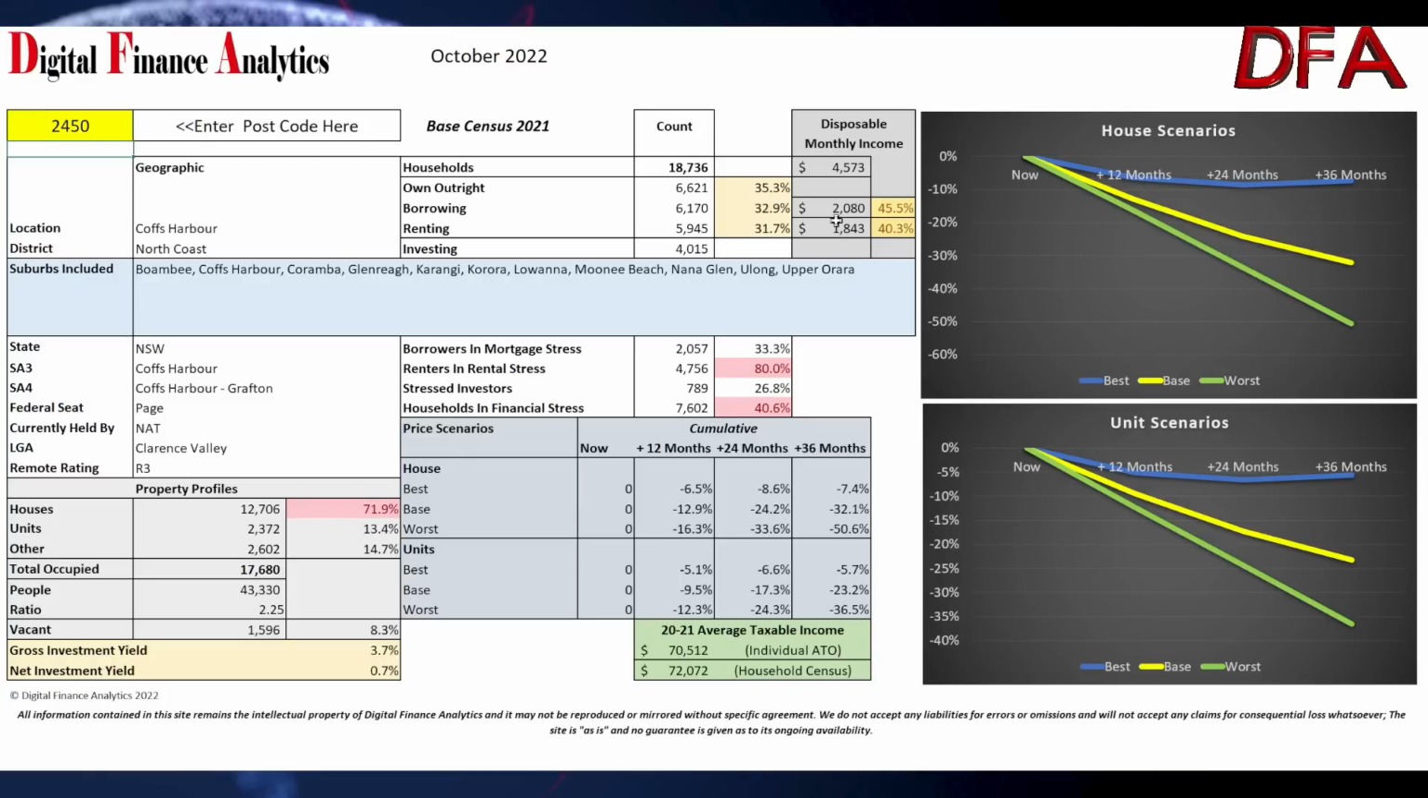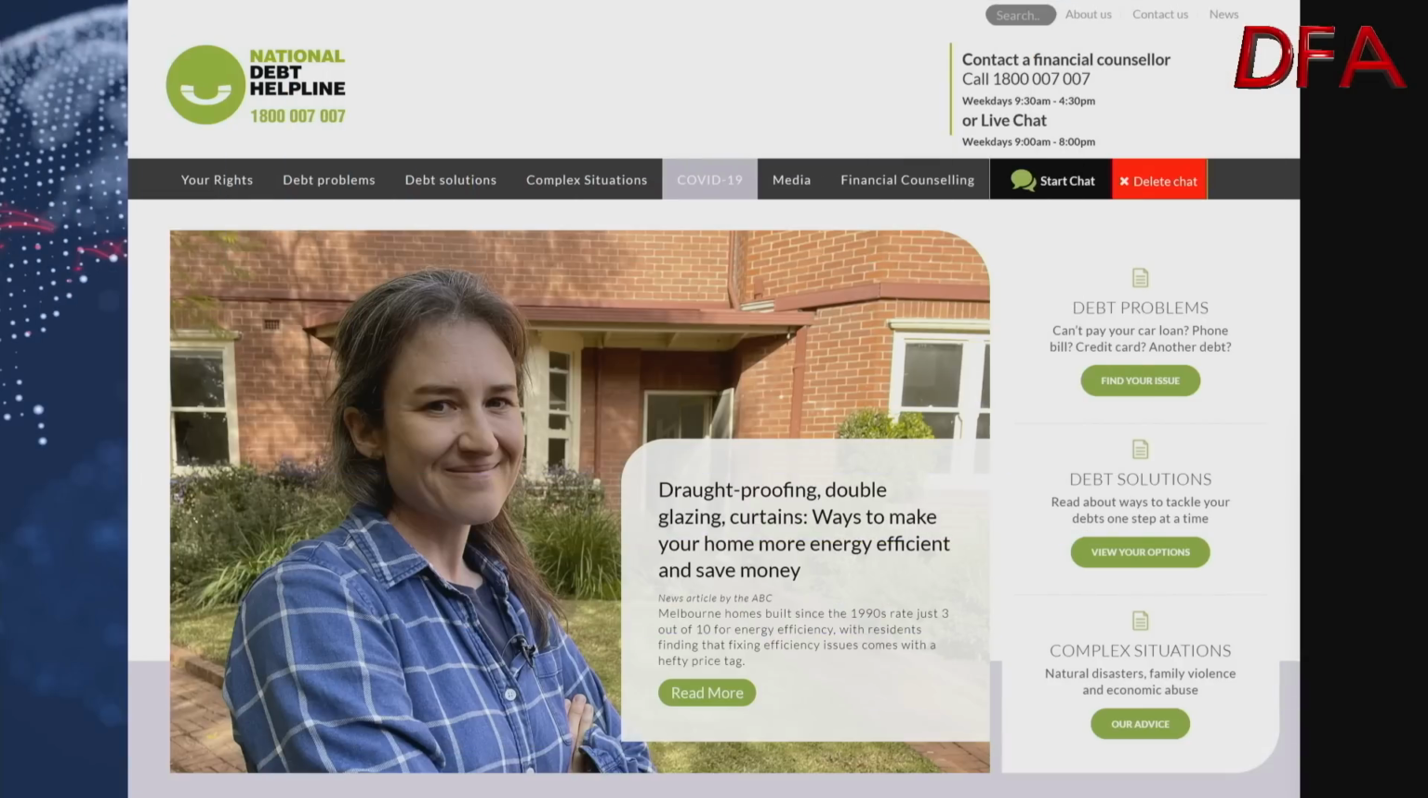In the current environment, one of the things I'm concerned about is people getting themselves into difficulty. And I always mention the 1-800-007-007, which is the National Debt Helpline. This is a free service. It's run by the government. And you've got financial counsellors there who can actually help and guide people if they're in difficulty.